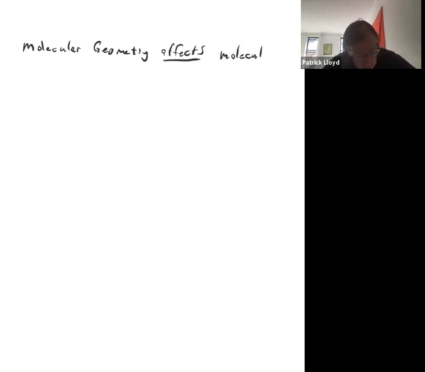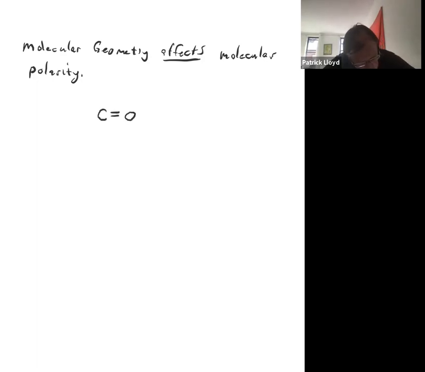And here's the answer. We have to consider the molecular structure. The molecular geometry affects molecular polarity. Okay, molecular geometry, which we learned in section 1, will affect the molecular polarity. And here's why. What I'm going to do is start with the carbon dioxide.